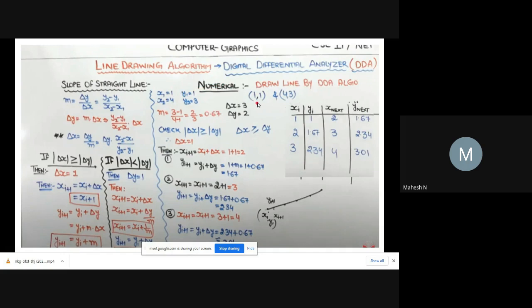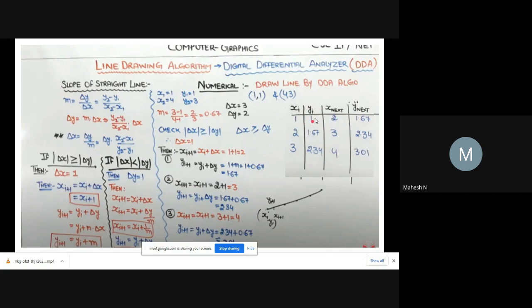So what is my first point? My first point is 1 comma 1, and I need to find the next point. My slope turned out to be 0.67, and dx is greater than dy, so I will choose this case, where xi plus 1 is equal to xi plus delta x, and delta x is 1 here. So my x next will be 1 plus 1, that is 2.